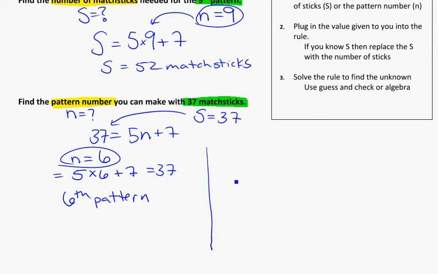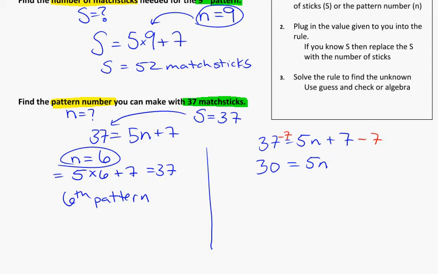And just to show you quickly for the algebra, if you're wanting to do it that way, 37 is equal to 5n plus 7. I need to get n all by itself. And notice there's a plus 7, so one way to undo a plus 7 would be to do the opposite to both sides. I'm going to minus 7 from both sides of the equation, because plus 7 minus 7 goes to 0. So now I'm going to be left with 30. 37 minus 7 gets me to 30. And I'll have 5n, because plus 7 minus 7 gets to 0.